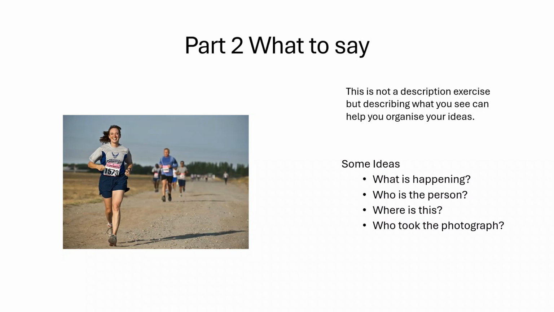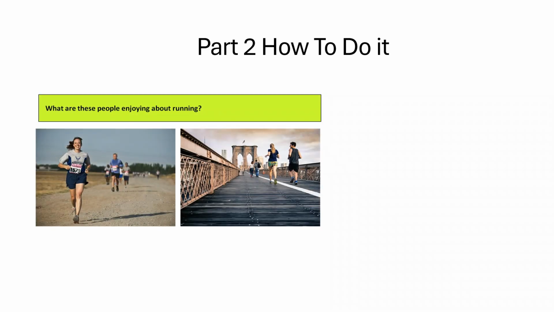And then a question perhaps maybe about the person who took the photograph. Is this important? But you can see the person is smiling in this picture, so perhaps this person is important to the runner. So how are you going to do this particular exercise? We'll again look at the first example we saw here about the people running, and the question here is about what people enjoy about running.